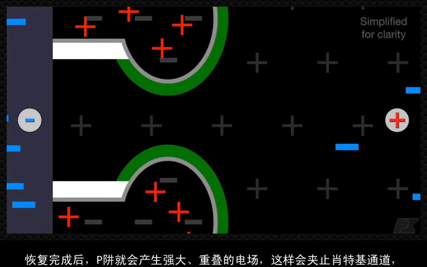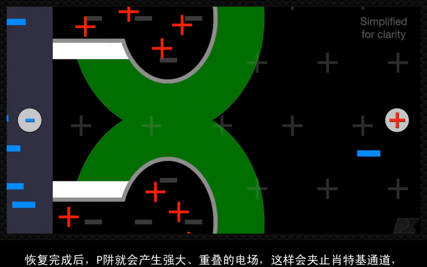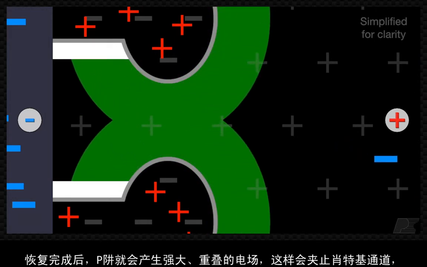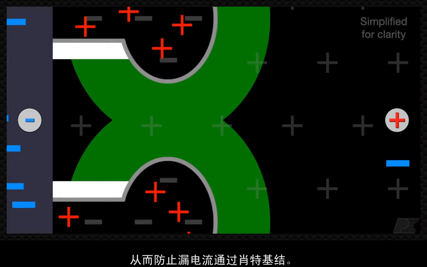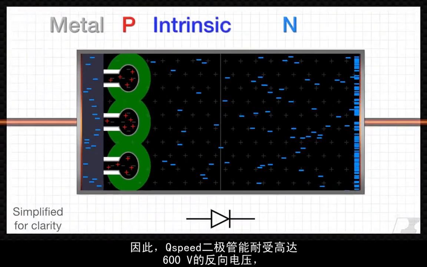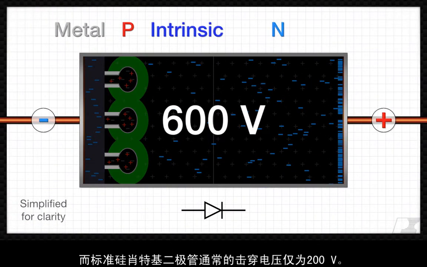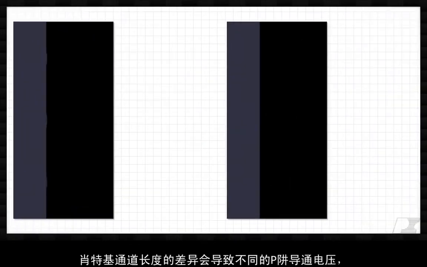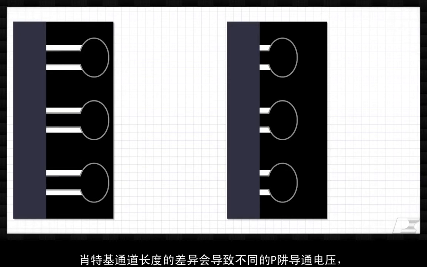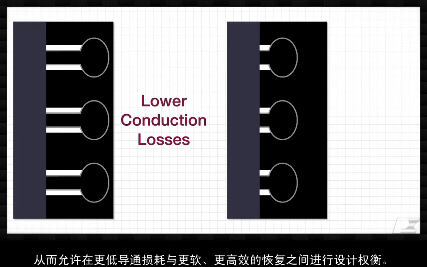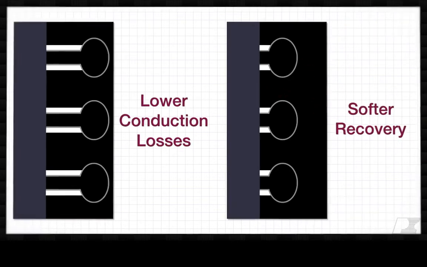Once the recovery is complete, the P-wells create strong, overlapping electric fields that pinch off the Schottky channels, preventing leakage current through the Schottky junctions. This allows QSpeed diodes to withstand a reverse voltage of up to 600 volts, while standard silicon Schottkys usually break down at only 200 volts. Variations in the length of the Schottky channels lead to different P-well conduction voltages, allowing design trade-offs between lower conduction losses and softer, more efficient recoveries.